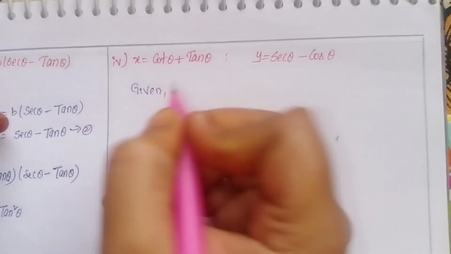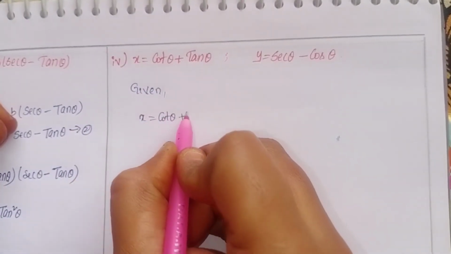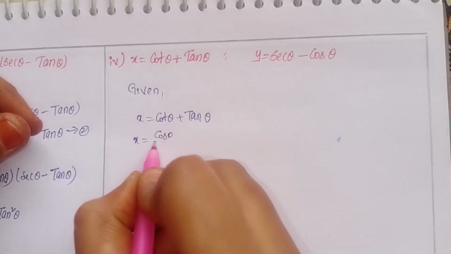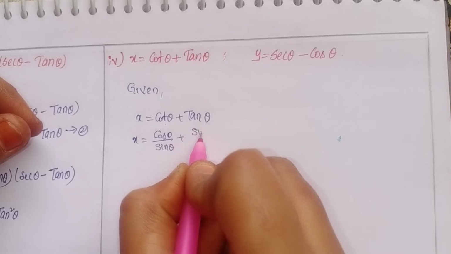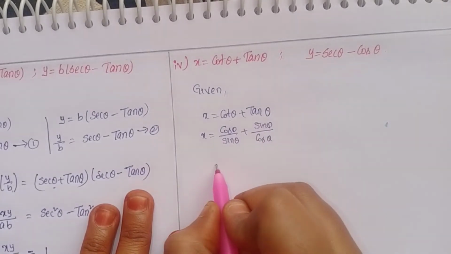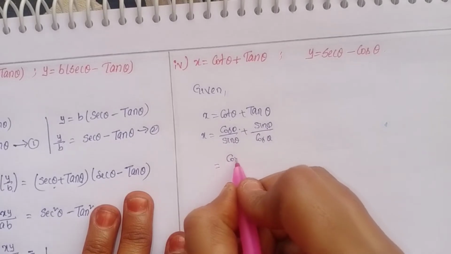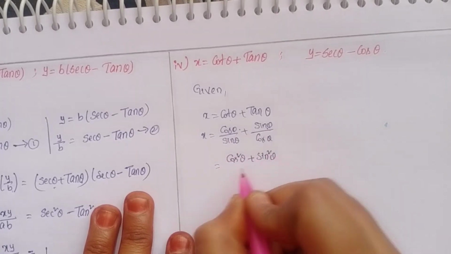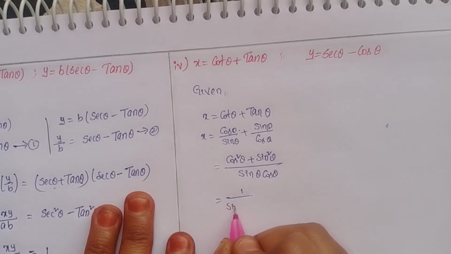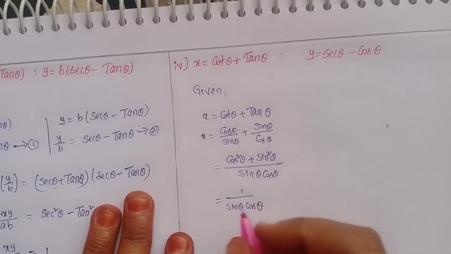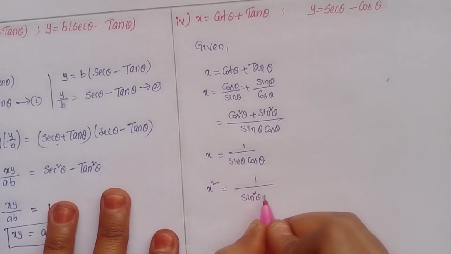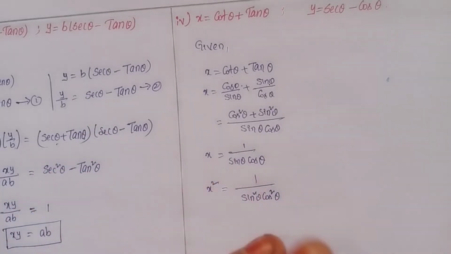Okay, next, the last one. Given x equal to cot theta plus tan theta. You can write cot as cos theta by sin theta, and tan as sin theta by cos theta. Cross multiplication: (cos square theta plus sin square theta) divided by sin theta into cos theta. This value is 1 by sin theta into cos theta. So this is x. For x square, it is 1 by sin square theta into cos square theta.